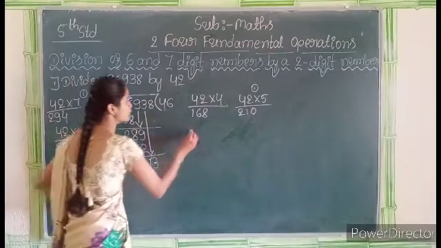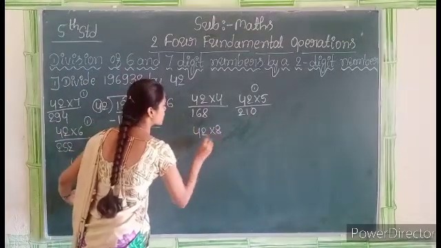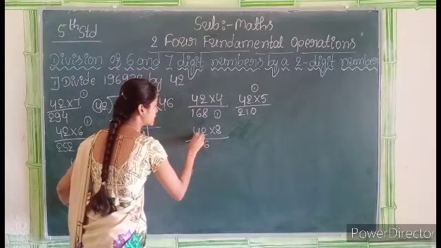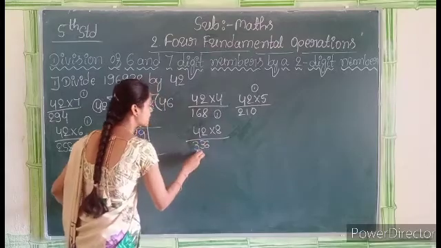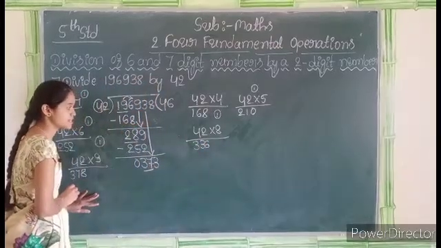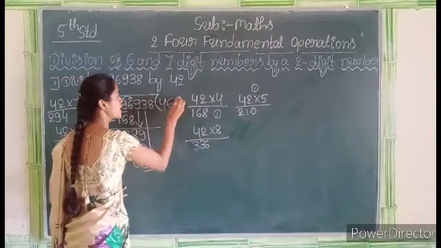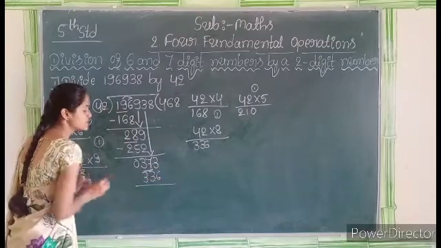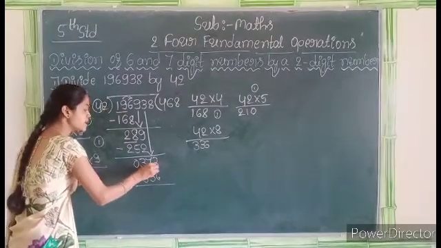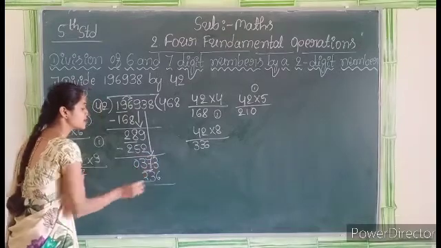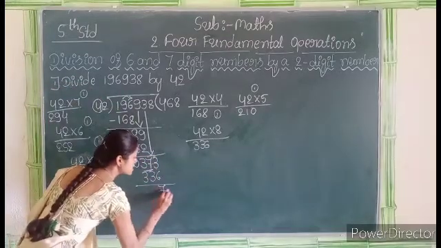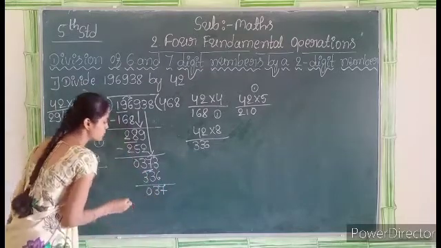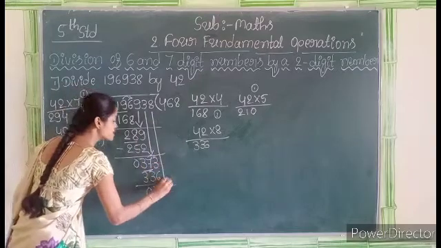Let's check with 42 8s are. 8 2s are 16, then 1 carry, 8 4s are 32, 32 plus 1, 33, we get 336, and here the quotient is 8. Subtract 336 from 373. 3 minus 6, 6 is greater than 3, that's why we have to borrow 1 from this 7. 13 minus 6, that is 7, then 6 minus 3, 3, 3 minus 3, 0. Okay, and here we have to bring down this 8.